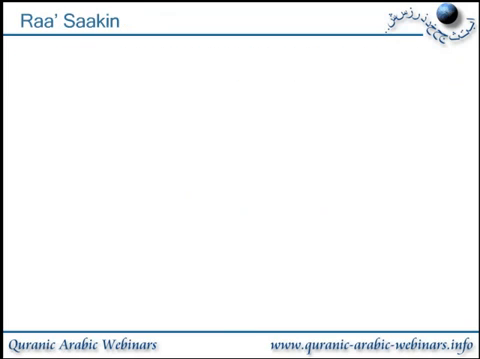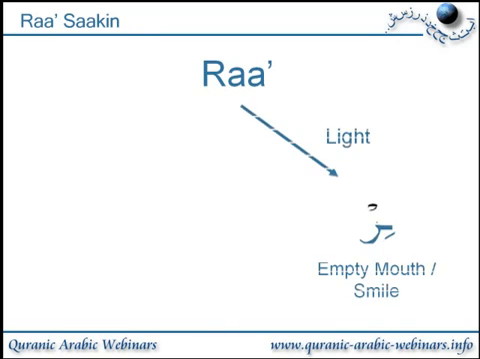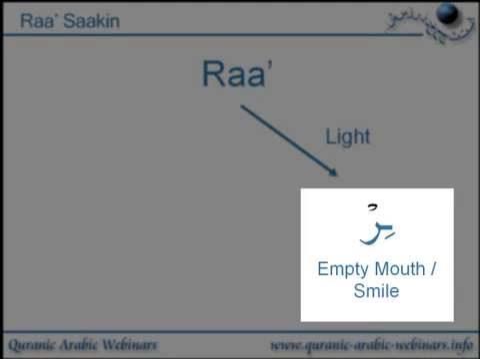Now, the letter Ra has some special rules when it is sakin. The first one is, if the sound before the Ra when it has sukoon, i.e. Ra sakin, has a kasra sound on it, then when you join it, you must make it what we call empty mouth. Empty mouth, effectively just think of smiling while you say it. So this would be ir, and make a smile.